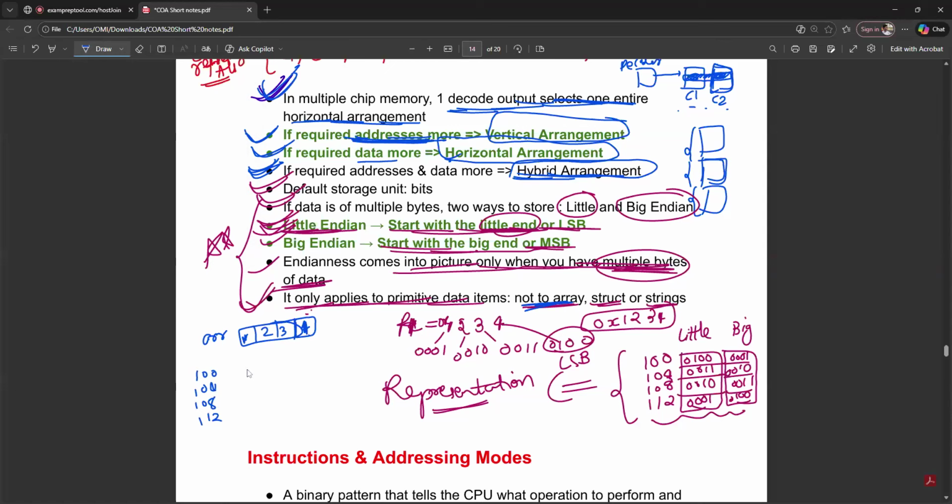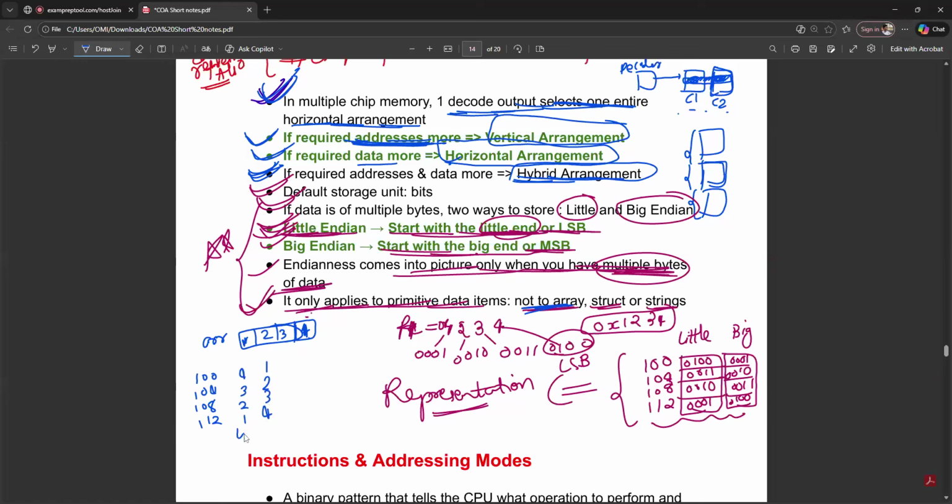So if it is little endian, you start with the little end, so 4, 3, 2, 1, and then big end is 1, 2, 3, 4. Right? It is a little and it is a big. So you can't store it in this way. This is entirely wrong.